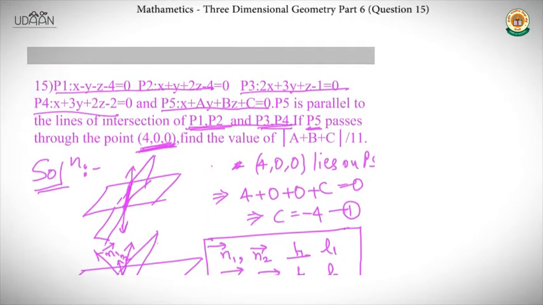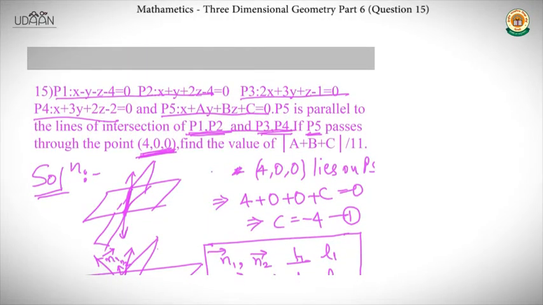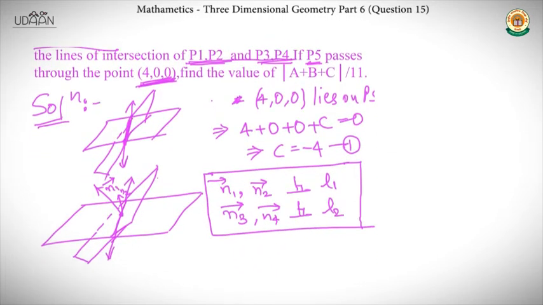So now let us assume the direction ratios of the line L1, which is the line of intersection of planes P1 and P2, and L2 is the line of intersection of planes P3 and P4.